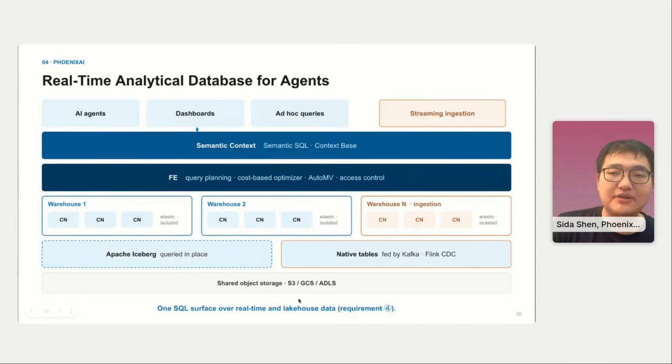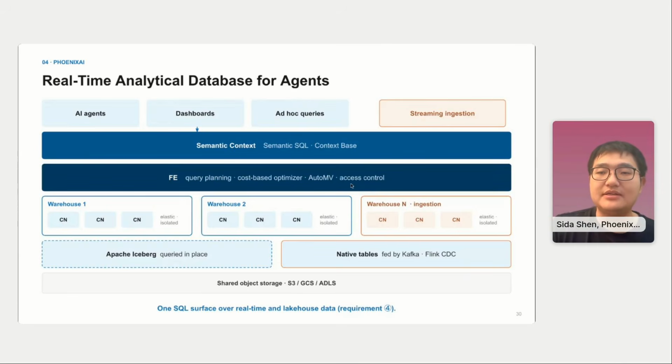And then on top of that, we have different physically isolated compute warehouses, to make sure you have dedicated resources for each one of your workloads, such as materialized view refreshes, your ingestions, your BI, your agents, and the reports. You can have physically isolated warehouses, so they all have the appropriate amount of resources.